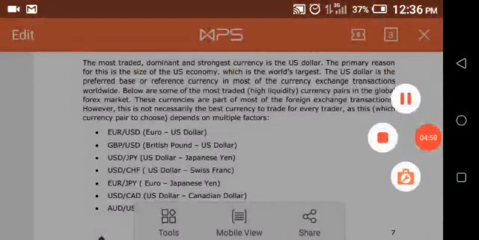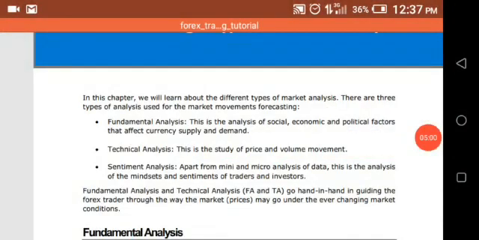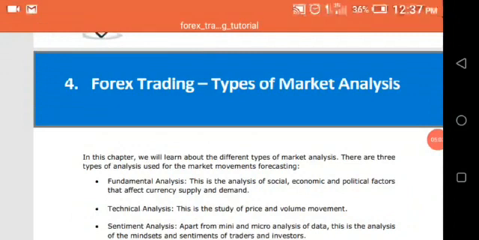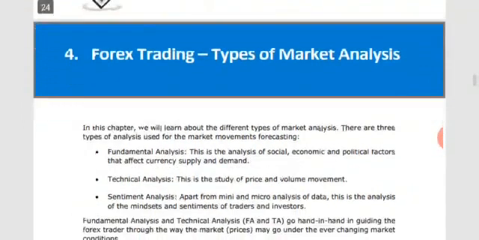So let me bring down this short note. As you can see here on the screen, we have the types of market analysis in forex trading. The first one there is the fundamental analysis. This is the analysis of social, economic, and political factors that affect currency supply and demand. So if you are a trader, you have to know the kind of analysis you are using in your trading.